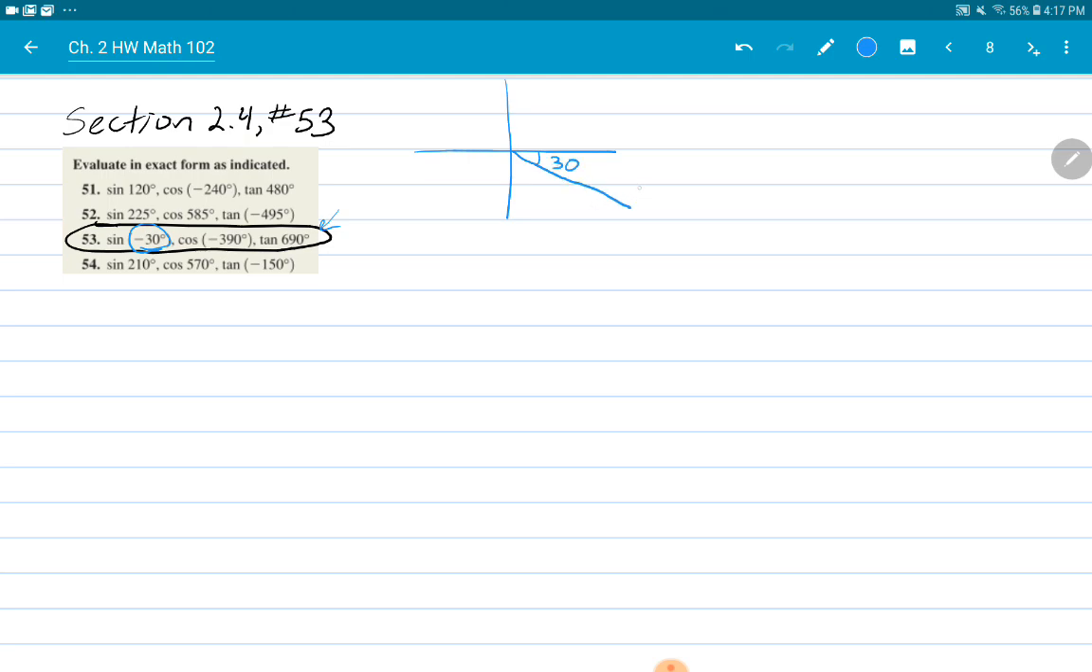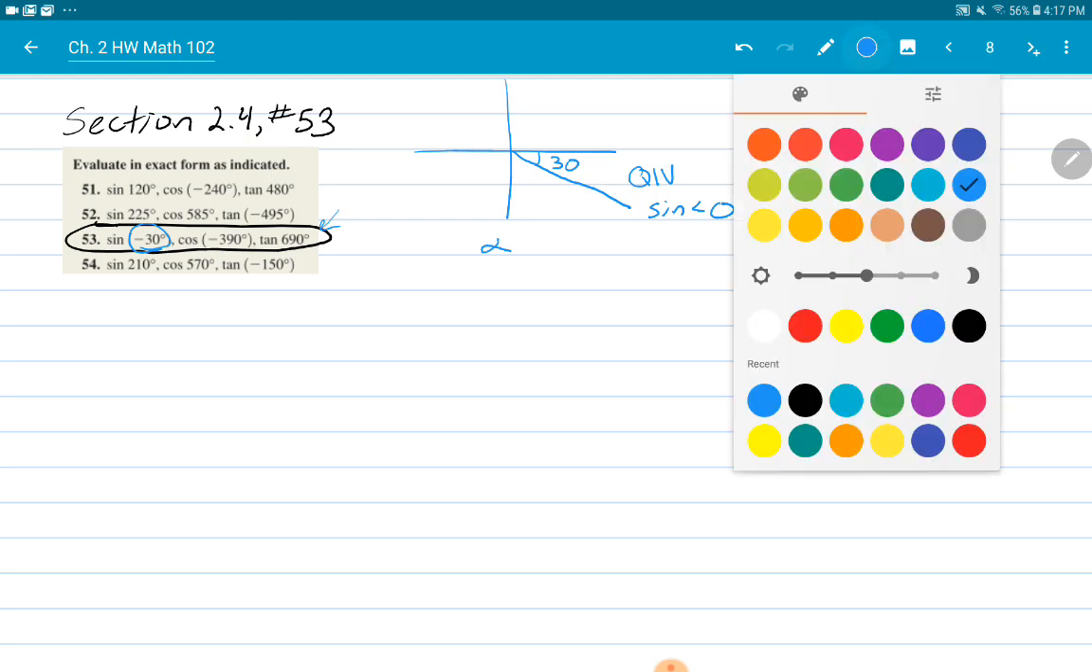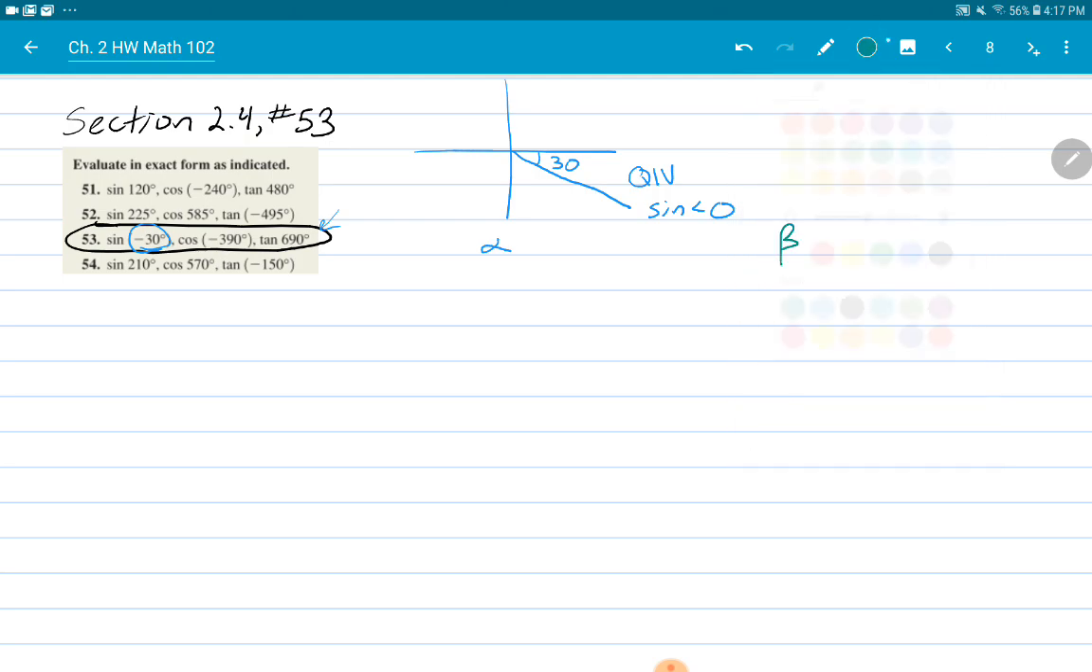So that's going to be in quadrant 4. So sine will be negative, and the reference angle is 30. Actually, since we have three angles here, I'm going to use alpha, beta, and gamma. So alpha is negative 30. So the reference angle is 30.